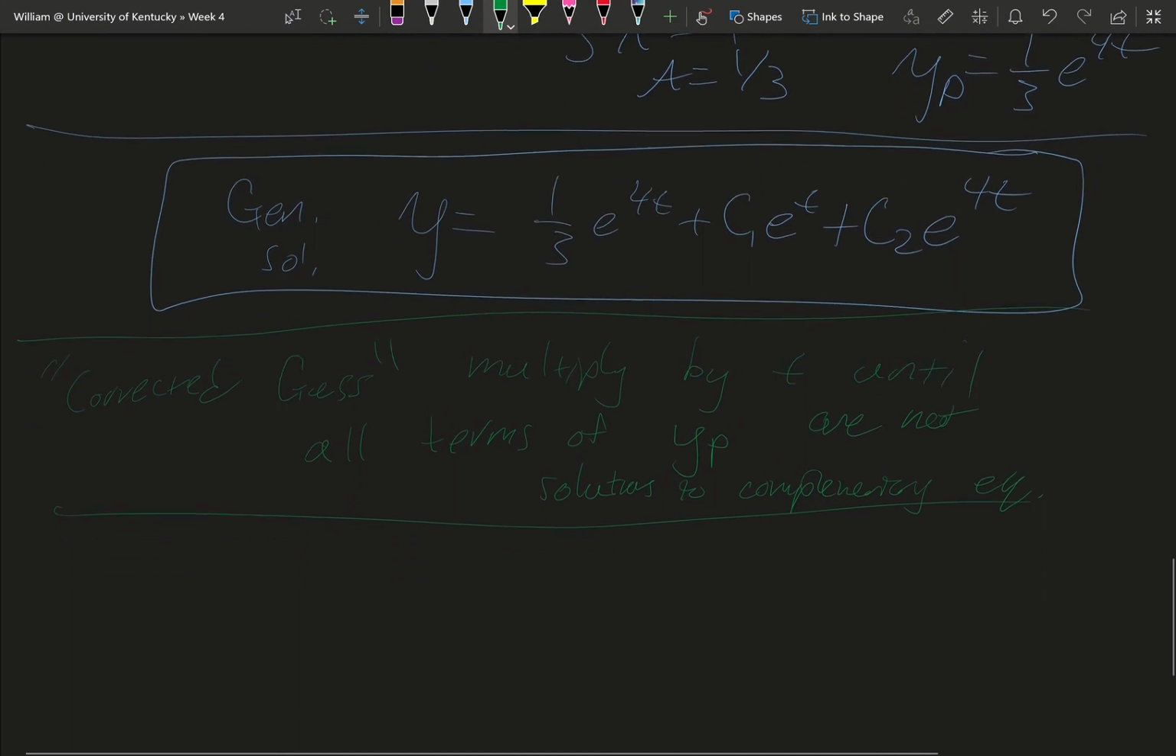All right, so I want to do some examples, but because these can take a while to solve, I'm just going to sort of give the correct form of the guess.